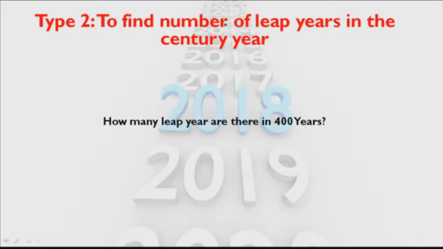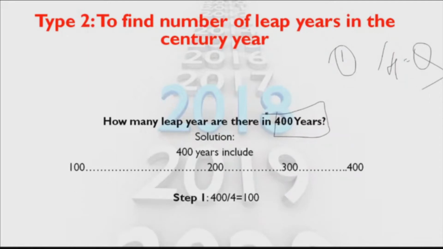So here you have only two steps to be followed. The first step is to divide any given year by 4 and check what the quotient is. Here the given year is 400, so I go with my first step, that is 400 by 4. I see what answer I get, and it's nothing but 100.